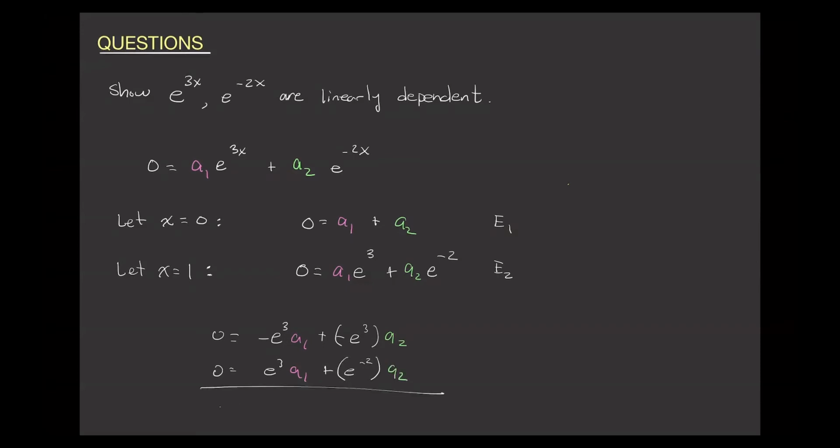If you add those together, what you'll get is 0 is equal to, these will cancel by design, and then you have e to the negative 2 minus e cubed times A2. That's just some non-zero number. So when you divide, you'll get that A2 is equal to 0. And then again, substitute in A2 is equal to 0, and then it's immediately clear that A1 is equal to 0. So that shows the only possibility is A1 and A2 are both 0, and thus they're linearly independent.